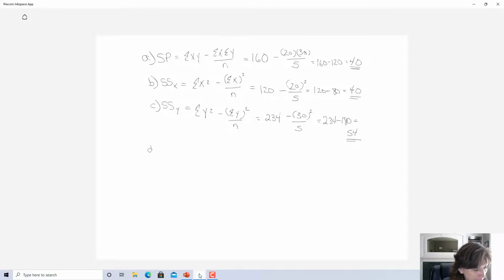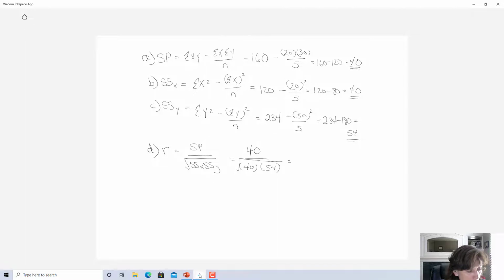And let me show you the formula for correlation down here. For Pearson's R, the formula is the sum of products divided by the square root of the sum of squared x times the sum of squared y. Okay, and we've just calculated all of those things, right? So our sum of products is 40. Plug that right in there. My sum of squared x is also 40, and my sum of squared y is 54. But don't lose your square root sign. It's tempting to forget the square root sign.